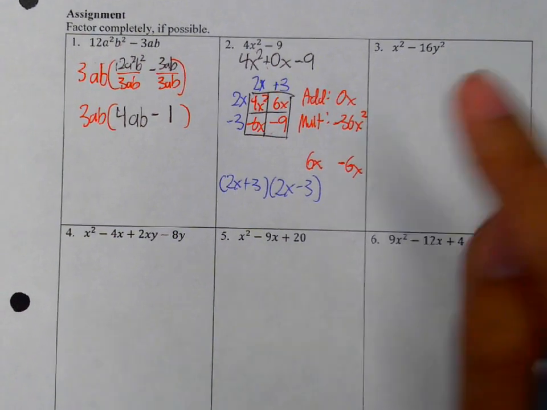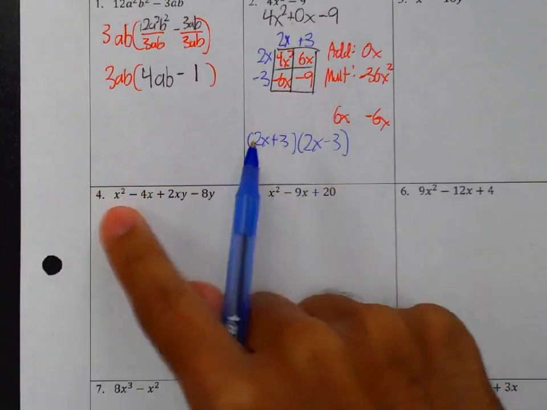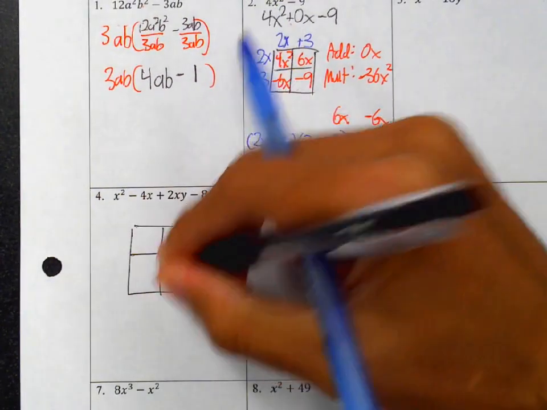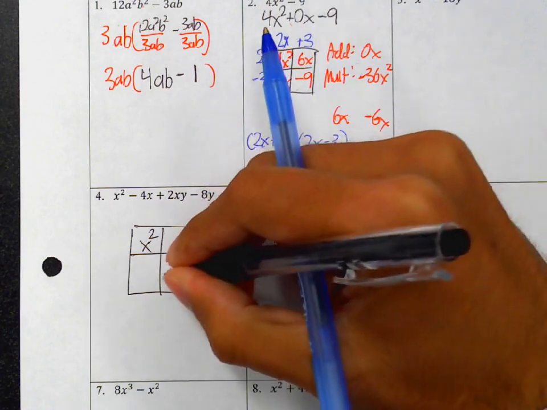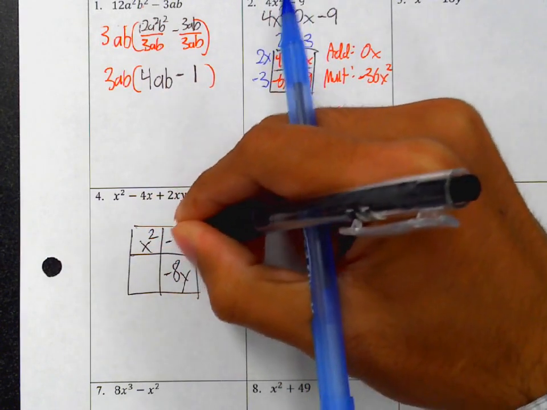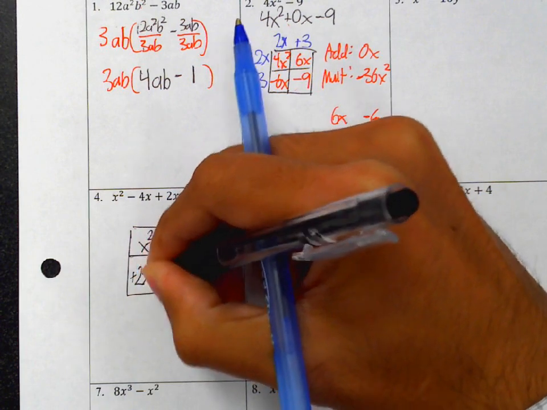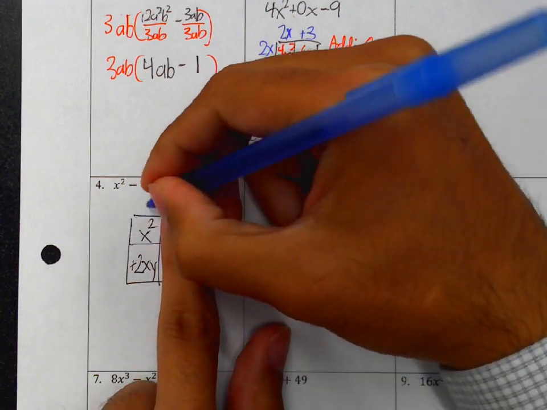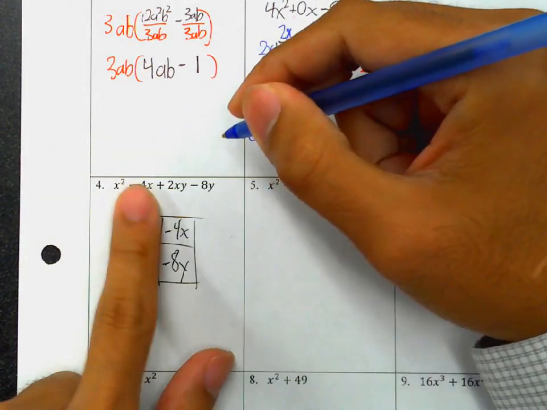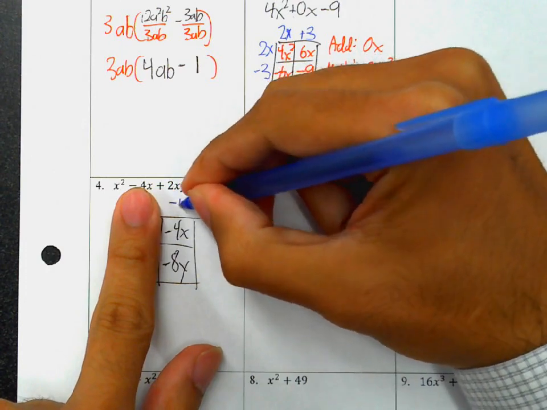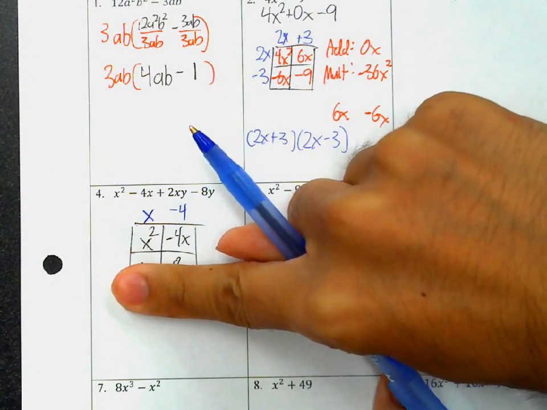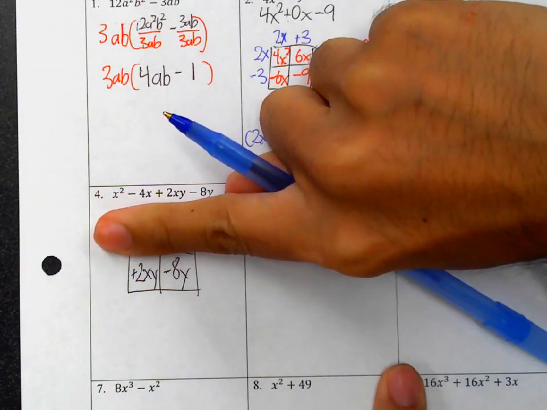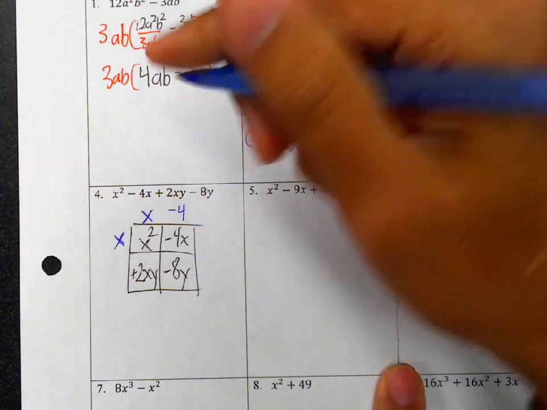Okay, problem 4. So there's 4 terms here, but we can try to set it up the same way. Okay, so I got x squared and negative 8y, and then I can just put these in any order. Let's see what happens if we try factoring out. X squared plus 2xy has an x in common. Negative 4x and negative 8y have minus 4 in common. X squared and negative 4x have an x in common. And then 2xy and negative 8y have a 2y in common.